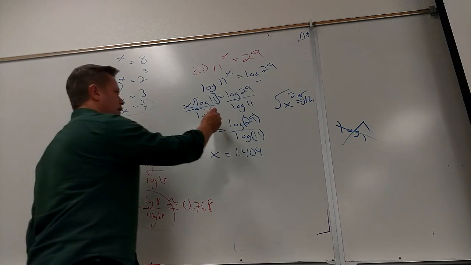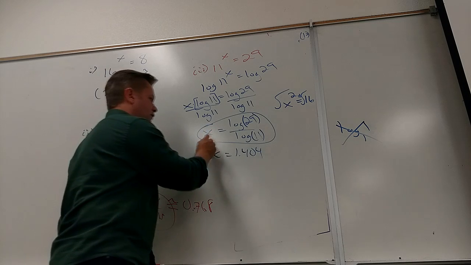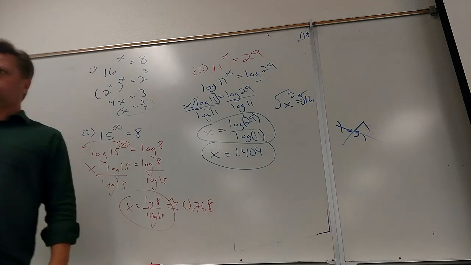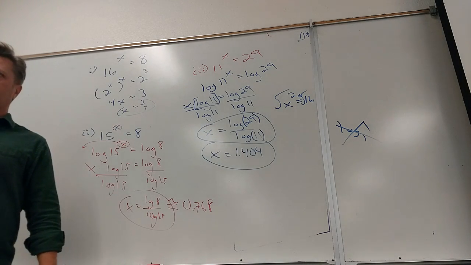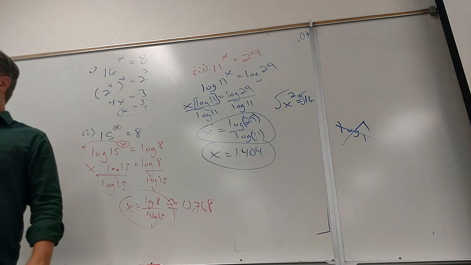All right, so if I say give me the exact answer, you can stop there. If I say, give me a decimal answer rounded to 3 places, you better be able to go one step further and put it in the calculator.